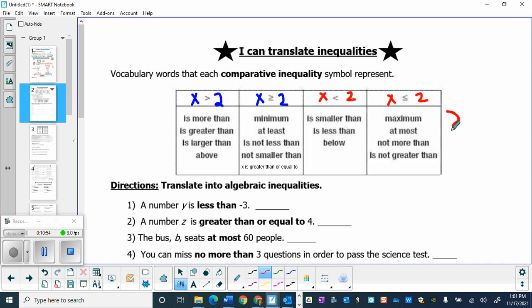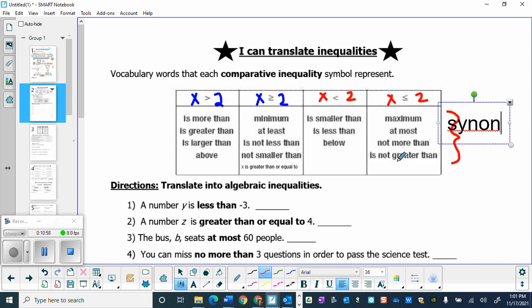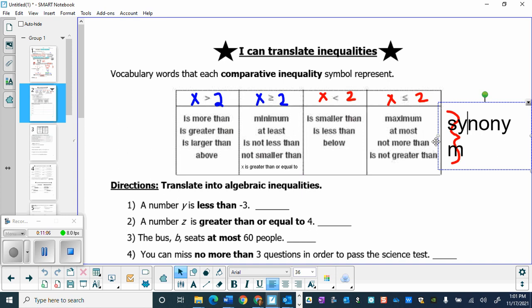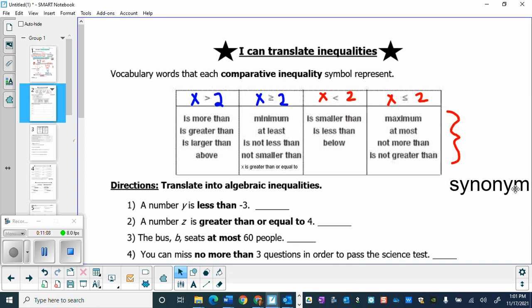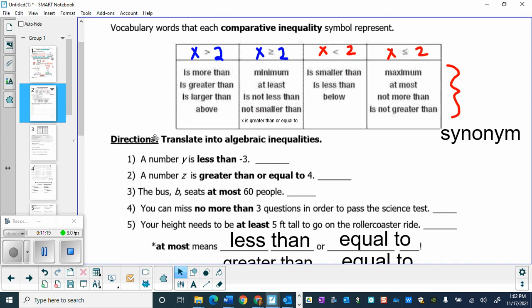So there are lots of math synonyms, if you will. These are all synonyms. Sorry, I can't spell that. Don't go tell your English teachers that I was struggling to spell the word synonym in one of my videos. But yeah, these are all synonyms. So maximum, at most, not more than, is not greater than. These are all synonyms of each other. This is another list of synonyms, and so on and so forth. All right, now let's practice putting this into play.